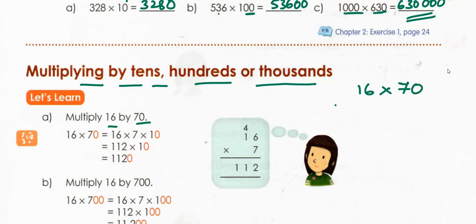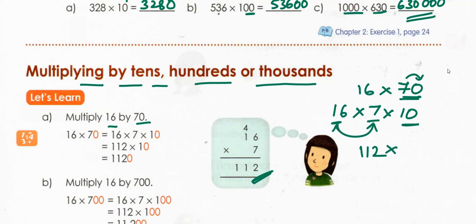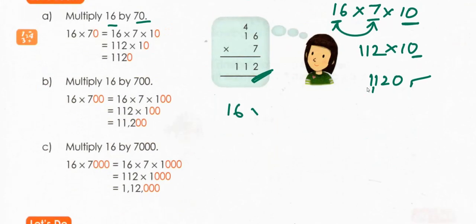So first you think 16 into 70 can be written as 7 times 10. 7 into 10 gives you 70. If you split 70 as 7 into 10, then it becomes 16 into 7 into 10. Now you multiply these two, 16 into 7. 16 into 7 multiplied, you get 112, into 10. Now see, it has become easy. You have 1 zero, you keep 1 zero beside this number, it becomes 1120.